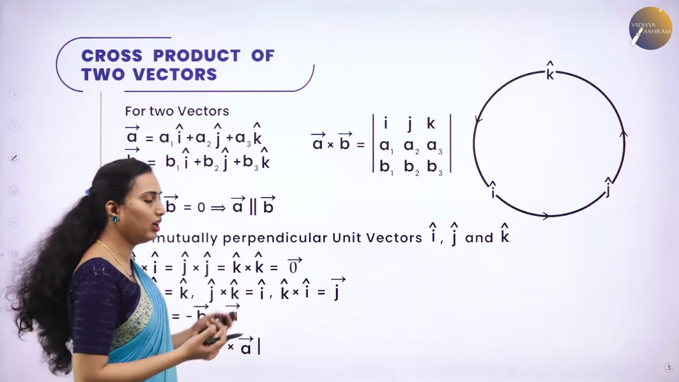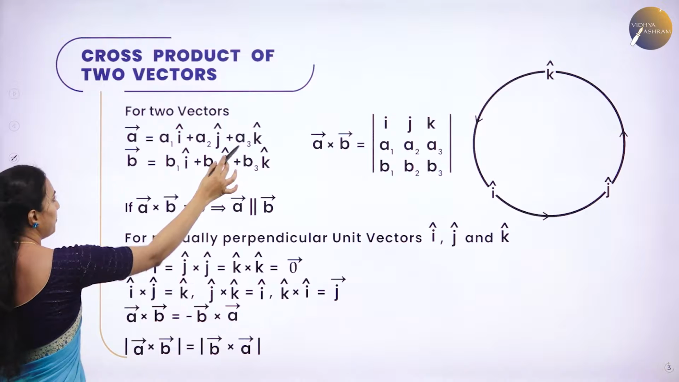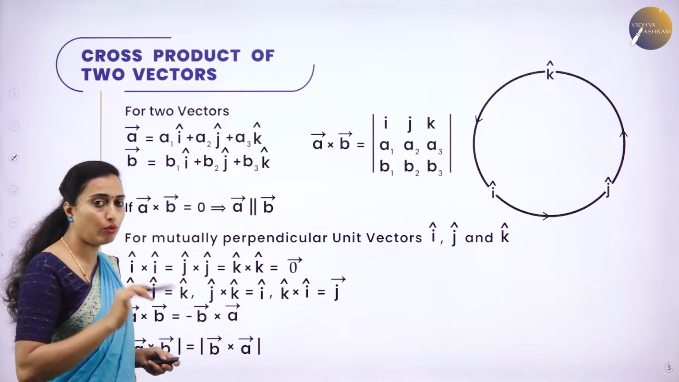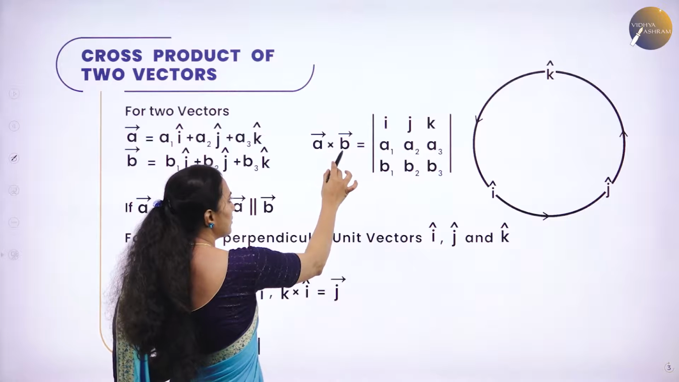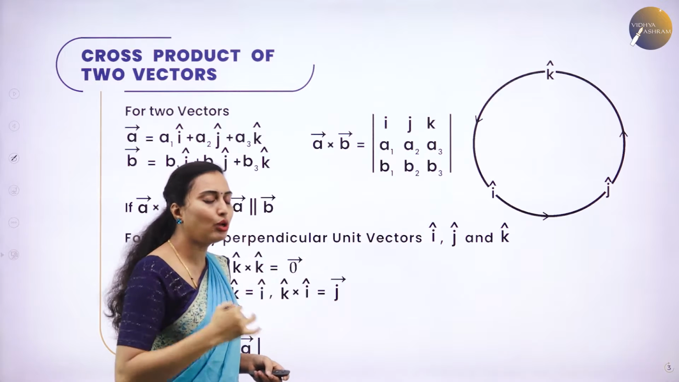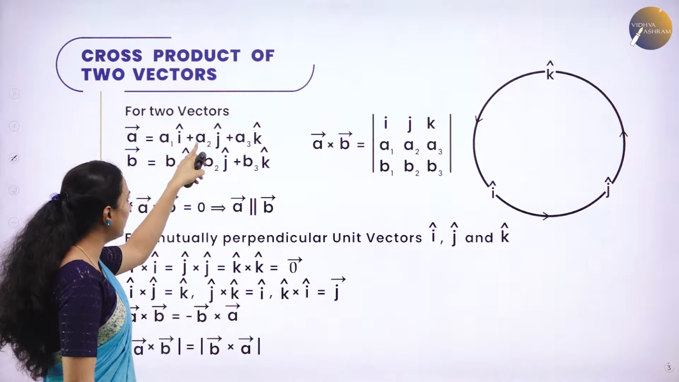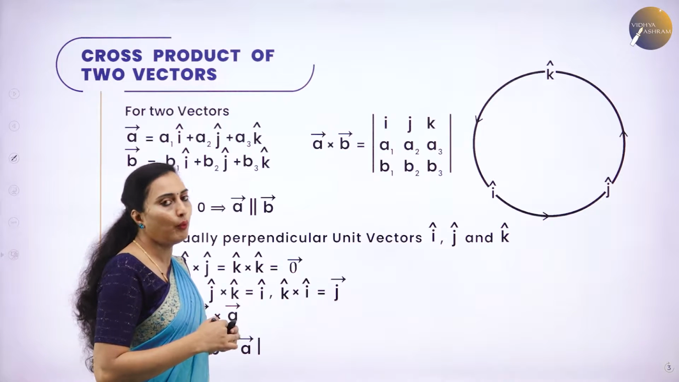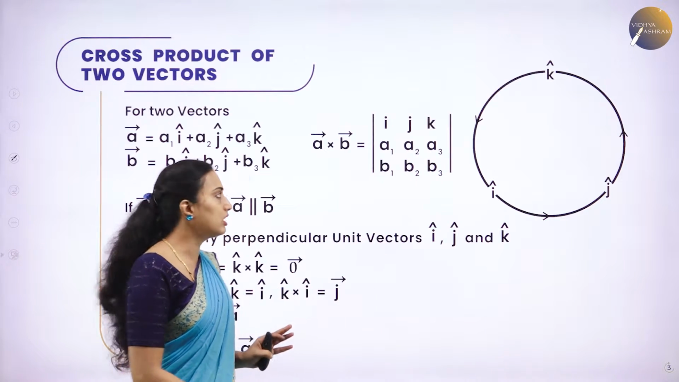Now here for any two vectors, I have defined A vector as A1 i plus A2 j plus A3 k. Similarly, B vector can be B1 i plus B2 j plus B3 k. Therefore, how are we going to find the cross product? A vector cross B vector: first, in the first row you take i, j, k, and in the next row you write the coefficients of the A vector, which are A1, A2, A3, and then you write the coefficients of the vector B, which are B1, B2, B3.